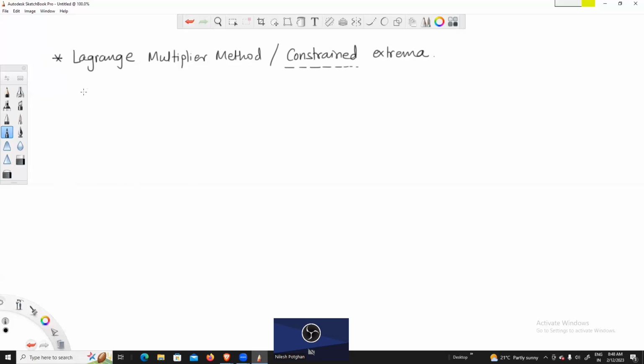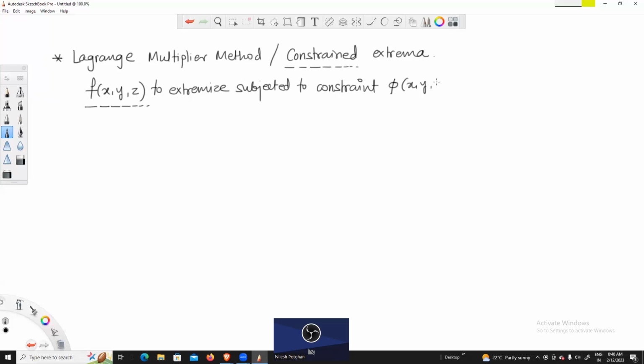So let us consider that you are given a function f of x comma y comma z to extremize. You need to extremize this function f of x comma y comma z. So this function depends on variables x, y, and z, subjected to a certain constraint. You have to find the extremum value of this function, but at the same time you must follow a certain constraint, and let us take this constraint phi of x comma y comma z equal to 0. So this constraint you need to follow.